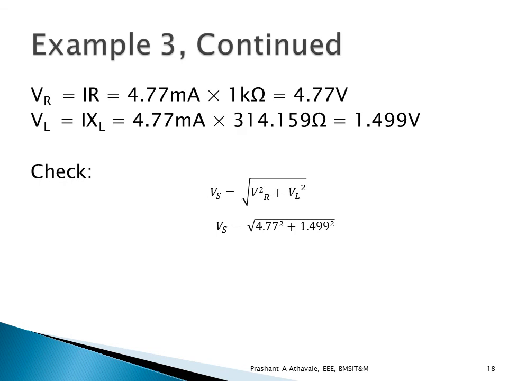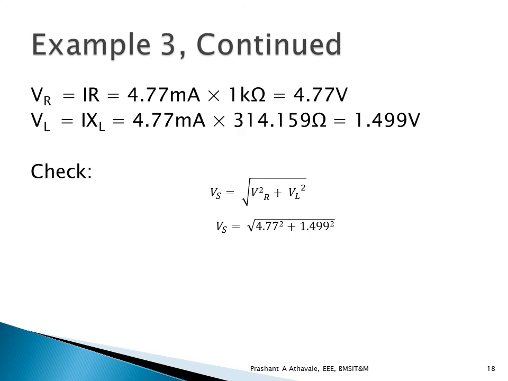We need to next find the voltage across the resistor and the voltage across the inductor. Voltage across the resistor is nothing but current into resistance, that is Ohm's law. So 4.77 milliampere into 1 kilo ohm is 4.77 volt. Pay attention to the small case m and k. Milli stands for 10 raised to minus 3. Similarly, k stands for 10 raised to 3. Don't forget to substitute their values while calculating, either in a calculator or by hand calculation. Don't forget to use those milli and micro values.